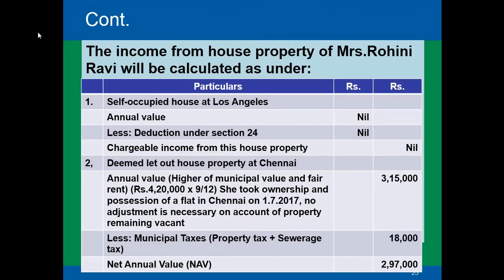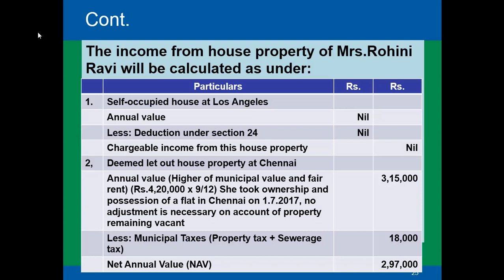Now let us calculate the income from house property of Mrs. Rohini Ravi. First we will be taking the self-occupied house at Los Angeles. Here the annual value will be taken as nil and there will be no deduction allowed under section 24. So chargeable income from this property will be nil. The second house at Chennai will be treated as deemed let-out house property. So the annual value here will be the higher of the municipal value and the fair rent.